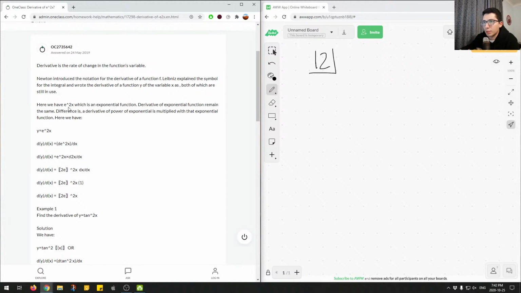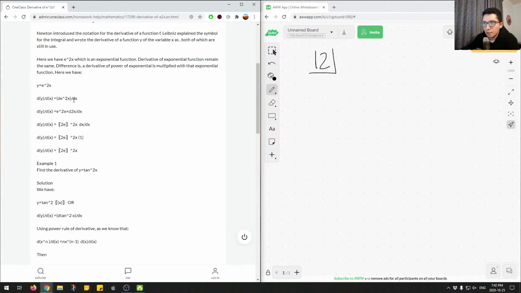So here we have e to the 2x, an exponential function. The derivative of the exponential function is the same times the derivative of the power of the exponent. So the derivative of the power of the exponential is multiplied with that exponential function. We can see here the derivative is e to the 2x times the derivative of 2x. So usually I think about the derivative of the outside.